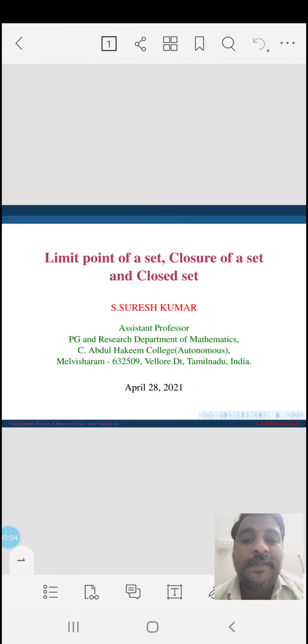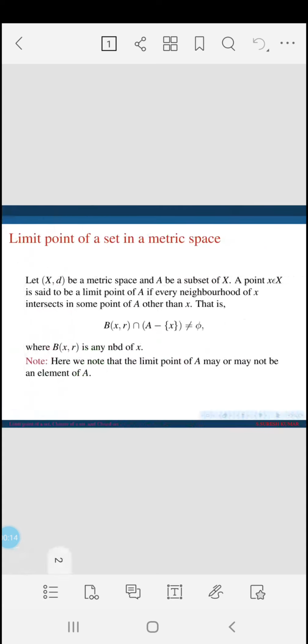Today we are going to see the definition of a limit point of a set, closure of a set, and closed set. We start by presenting the definition of a limit point of a set in a metric space.